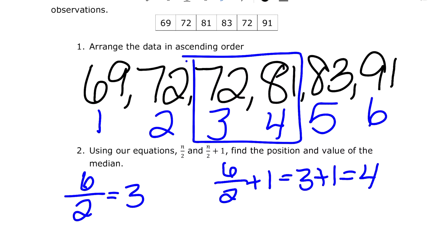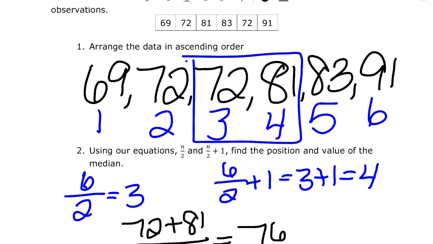So what I'm going to do is add those 2 numbers up and divide by 2. And that's going to tell me what the middle of those 2 numbers is. And that's going to be my median. So 72 plus 81 divided by 2, the mean of these two numbers. And that's going to be 76.5. And that is my median.